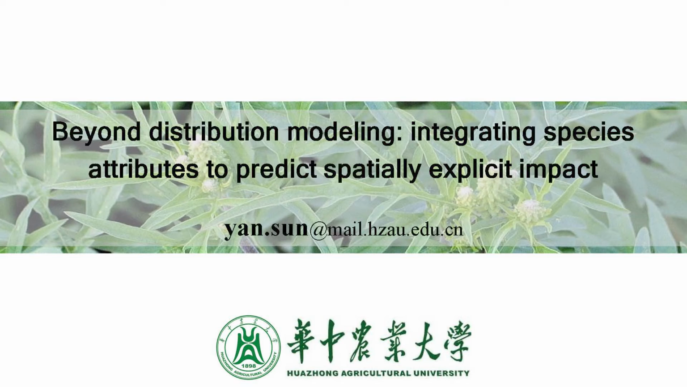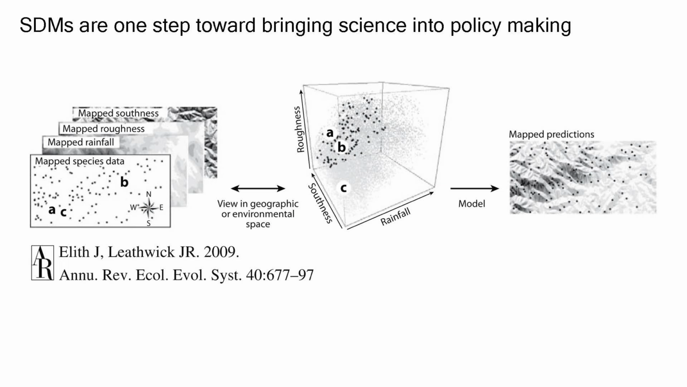In my talk today, I will mainly introduce one major tool for this talk, which is species distribution models. I just use one slide to start because I like this sentence a lot, published in the Annual Review of Ecology, Evolution, and Systematics in 2009. It says species distribution models are one step towards bringing science into policy making. So it makes it easier for people to understand what, as scientists, our study is actually talking about.